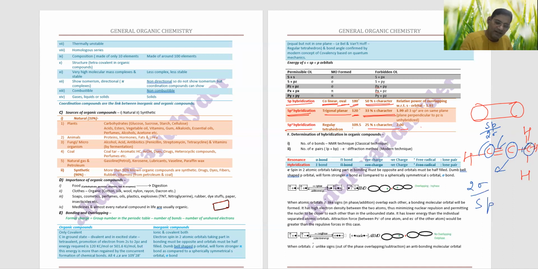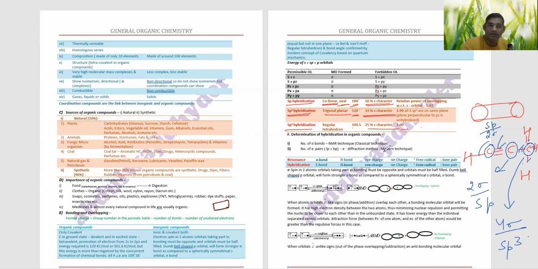And what about this carbon? 1, 2, 3, 4. Four sigma bonds are there. Since sigma bonds are four in number, hybridization will be sp3. So on the basis of the number of sigma bonds, we can predict the hybridization shown by any element in organic chemistry. And what about the pi bond? Pi bonds will never take part in the hybridization.